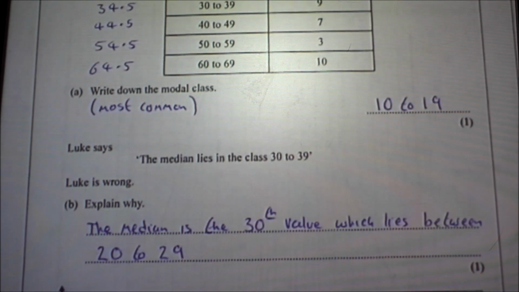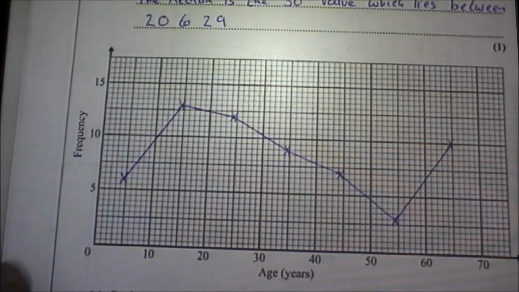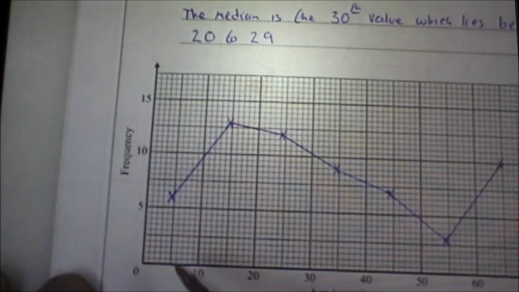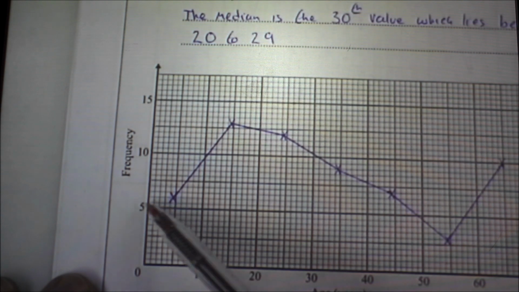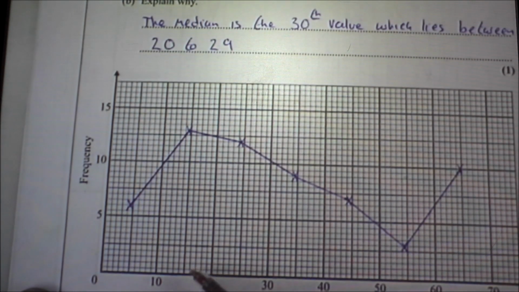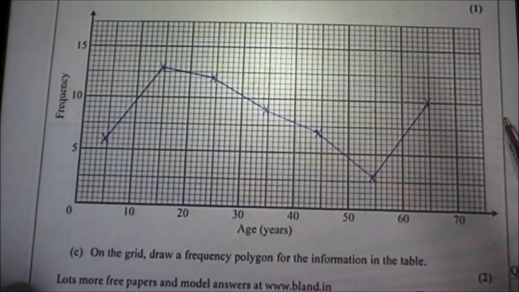On the grid, draw a frequency polygon for the information on the table. Your frequency polygon is just a line graph, essentially. Plot your points on. From this one, so 0 to 9, for example, frequency is 6, but the midpoint is 4.5. So what you do is plot your point at 4.5, and it's 6. Next one is 14.5, 13. Connect them up, and that's all you're required to do.